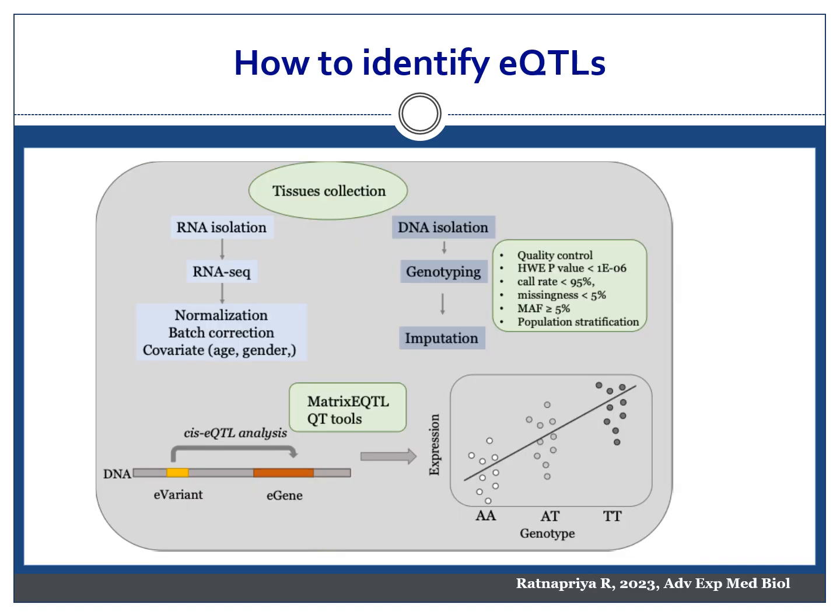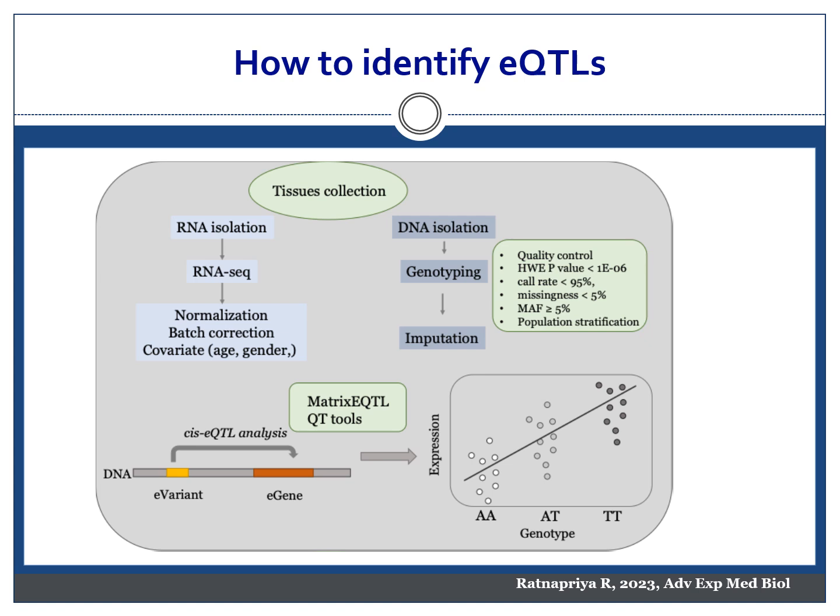Shown here is the typical pipeline for identifying eQTLs. It usually begins with tissue collection, usually of the disease-relevant tissue, which would be retina, RPE, and choroid for AMD. You would isolate the RNA, perform the RNA sequencing, followed by normalization, batch correction, covariates, and generating a gene expression profile for all the individuals in the study.